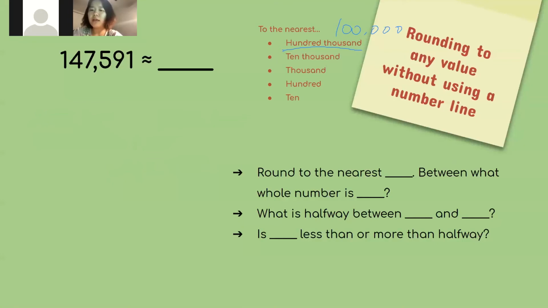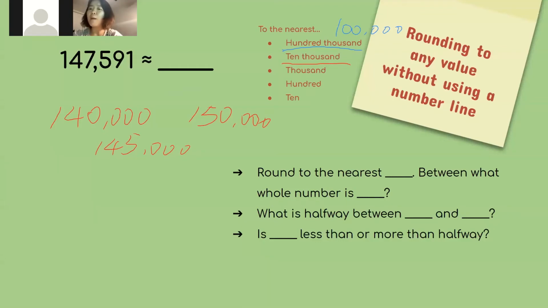Okay, and let's do the 10,000 place. So when we round to the nearest 10,000, between what two 10,000 numbers is 147,591? It will be 140,000 and 150,000. And what is the halfway between 140,000 and 150,000? The answer is 145,000. And is 147,591 less than or more than the halfway?